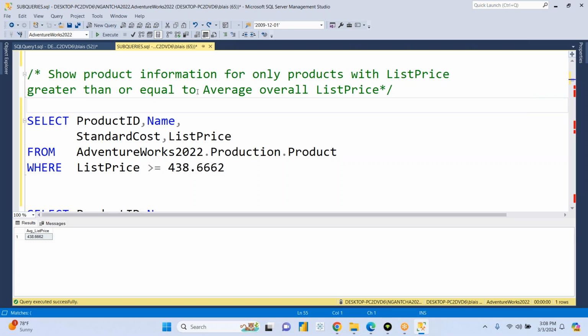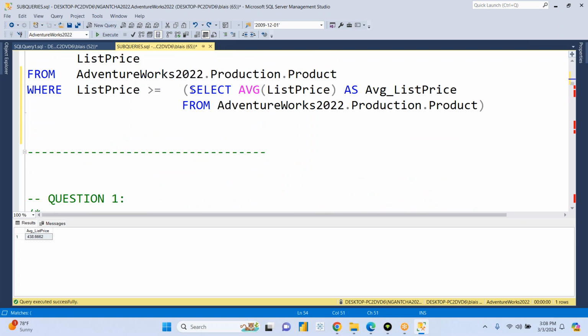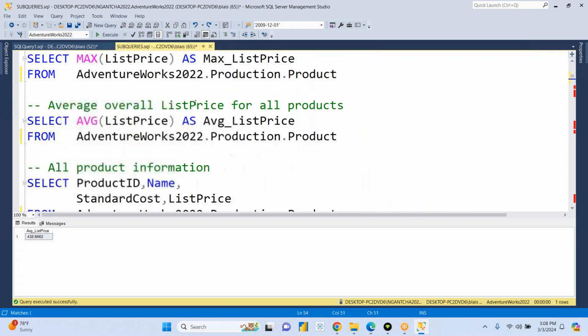Give me a list of all employees whose salary is less than that of Idris. What is Idris' salary? We need that information. That's the investigation we are doing here. What is the average list price? You need to do that investigation. And based on the exploration, this is the query we built to investigate the average list price.